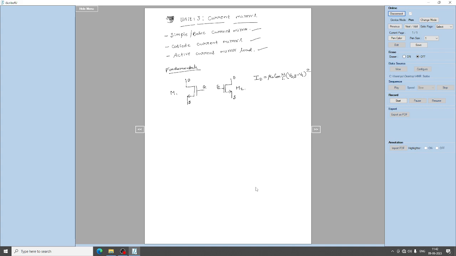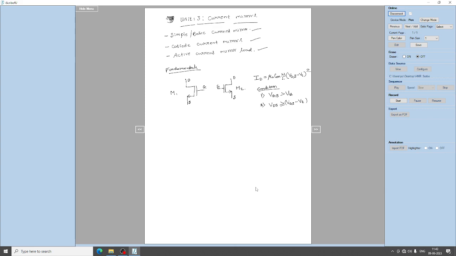To act as a current source, the device must be in the saturation region. The conditions are: first, VGS of the device should be greater than the threshold voltage, and second, VDS should be greater than or equal to VGS minus VT. These two conditions ensure that the device is in the saturation region. In the entire discussion of the current mirror, the device is considered to be in the saturation region.